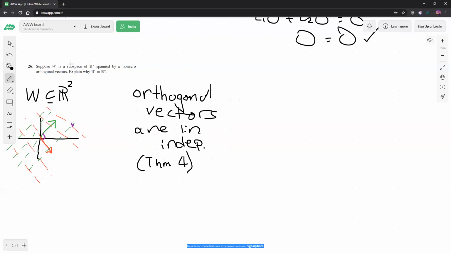Now we have that we are in Rn and we have n linearly independent vectors. That is the definition of a basis. It's going to be a little more writing than I'm doing here. You'll have to explain that this uses the theorem to show that because we have orthogonal vectors, they are linearly independent. Because we have n linearly independent vectors in Rn, that means the vectors form a basis.